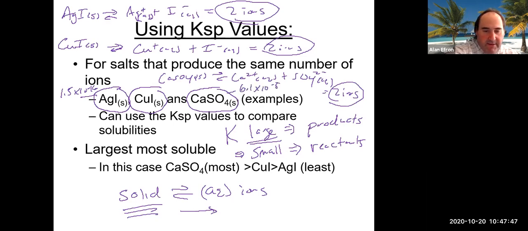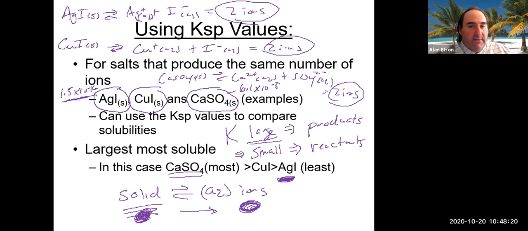So when just comparing those two, the calcium sulfate and the silver iodide, we can see the calcium sulfate has a much larger KSP value, which means it is more soluble. Again, larger value means more products, more ions, versus our silver iodide, which is 1.5 to the minus 16, which is much smaller. And much smaller means more reactants, which is more solid, so less solubility. I'm assuming copper 1 iodide is somewhere in between those two numbers, and it would have a KSP value or a solubility that falls between those two.